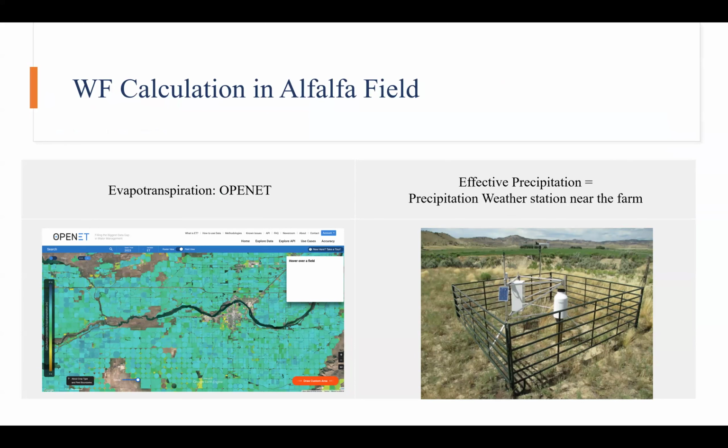I got the ET from OpenET Ensemble, as we did in the class, which is all of the models together, so it is sensible to use. For the effective precipitation, I used the weather station near the farm. As we studied in this class, effective precipitation has a lot of methods, but here, as Dr. Torres recommended, I considered effective precipitation equal to precipitation, because it's a good estimate in Utah.